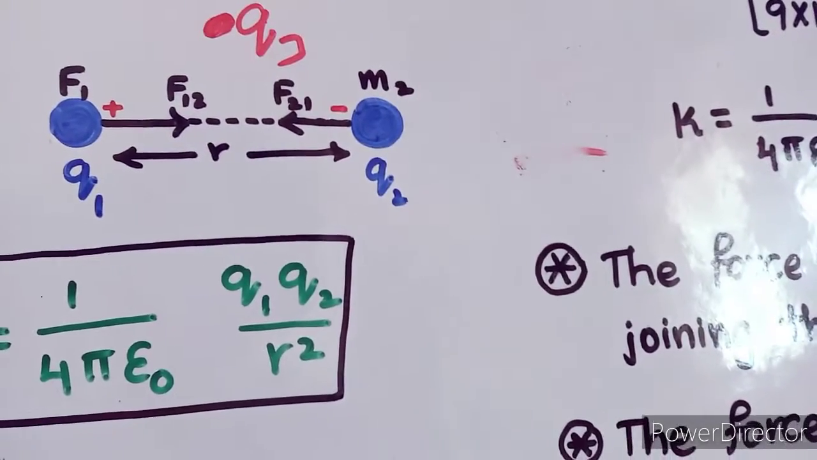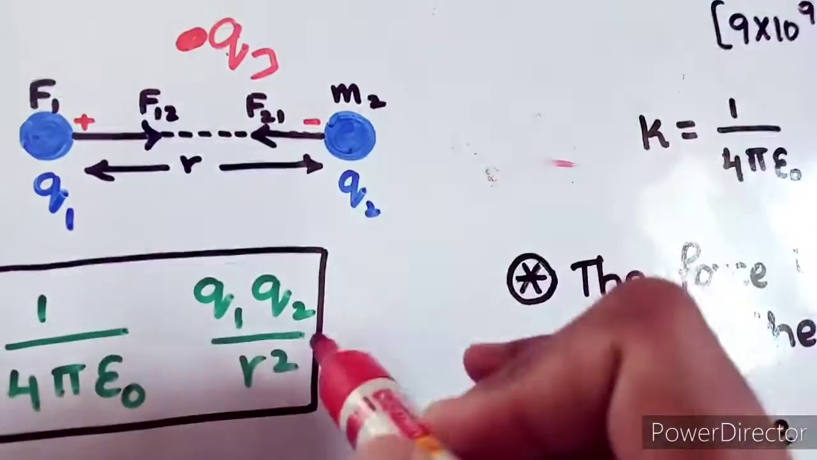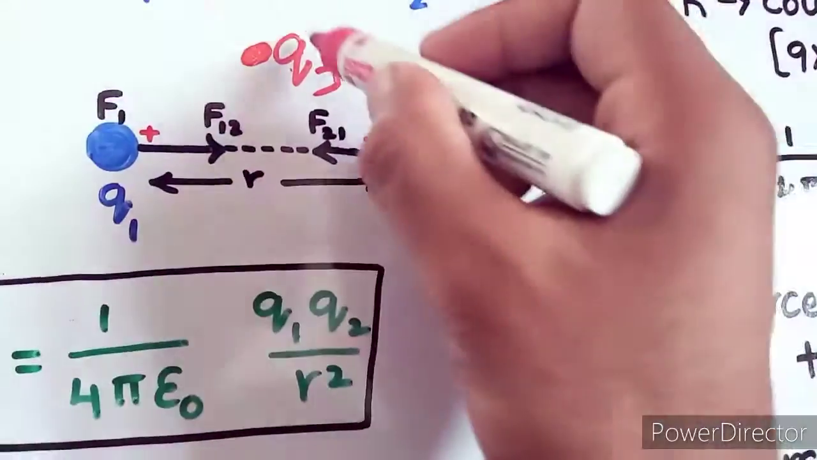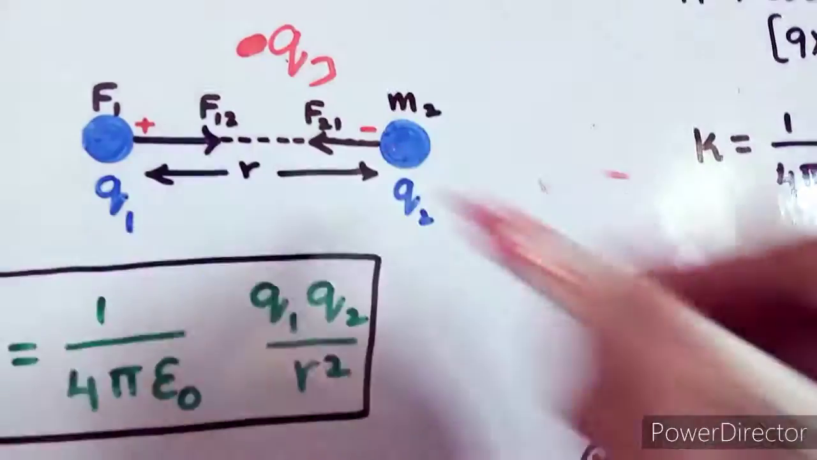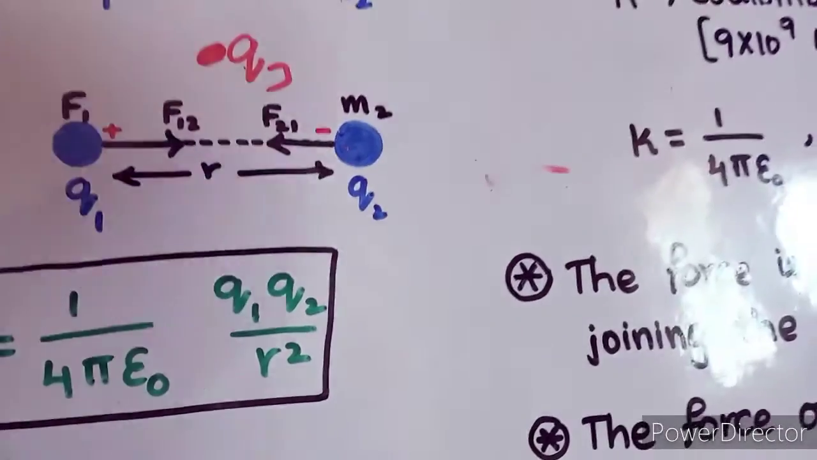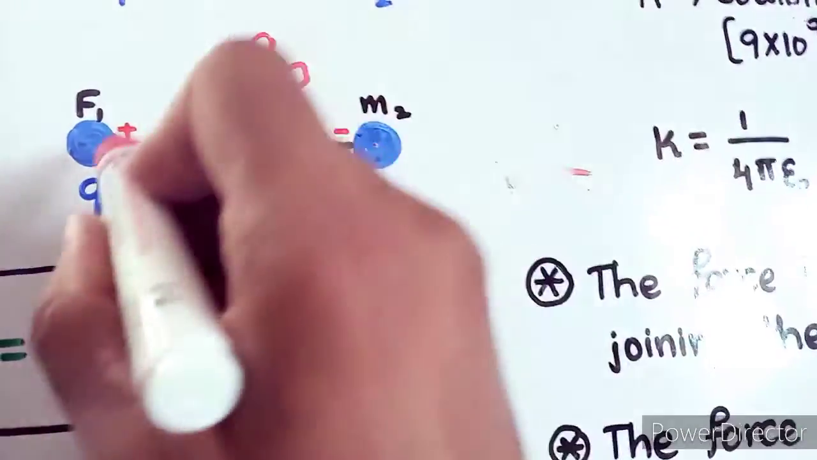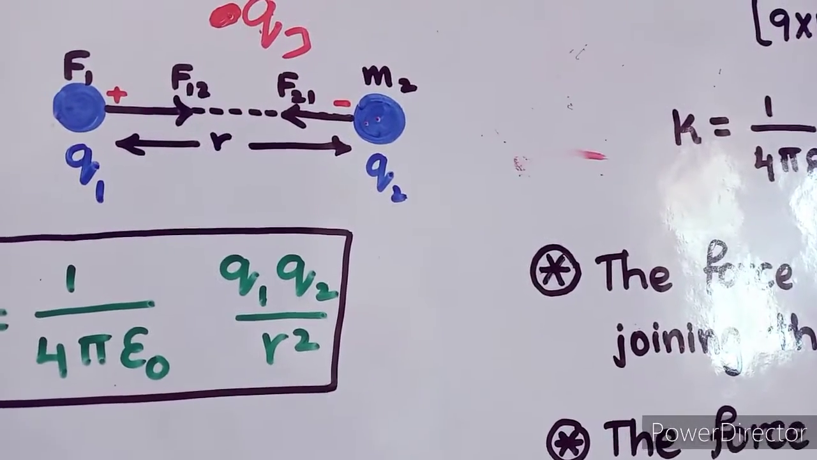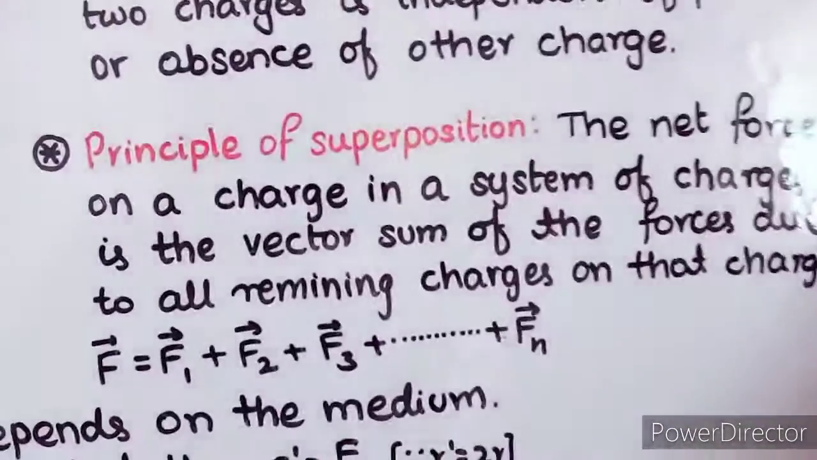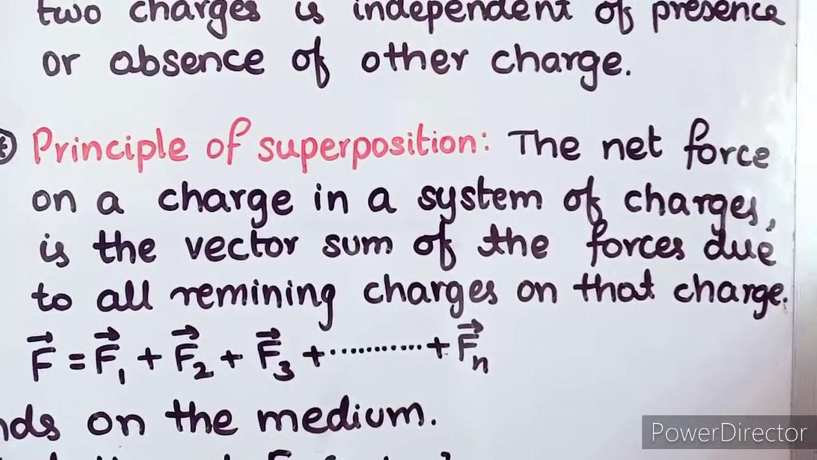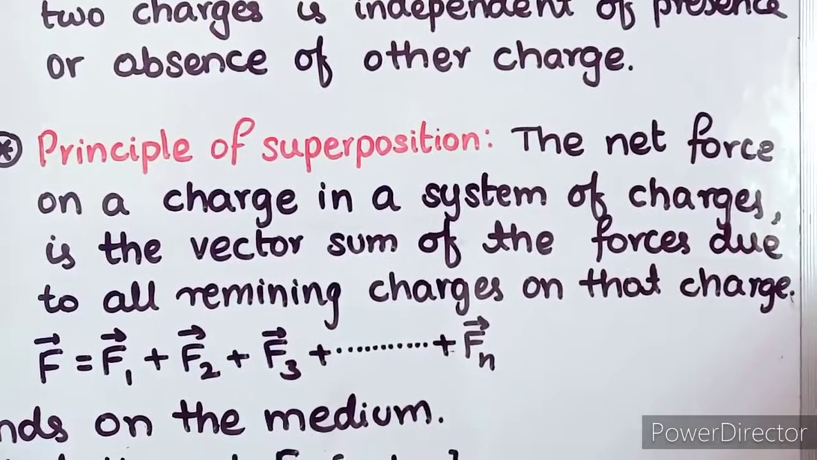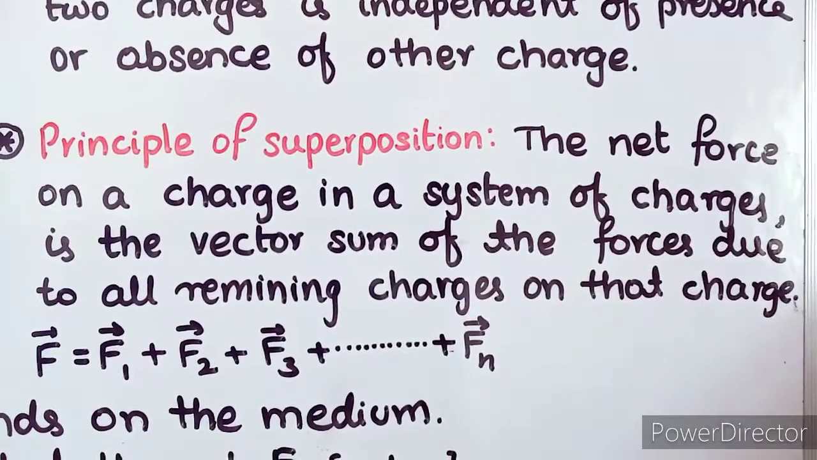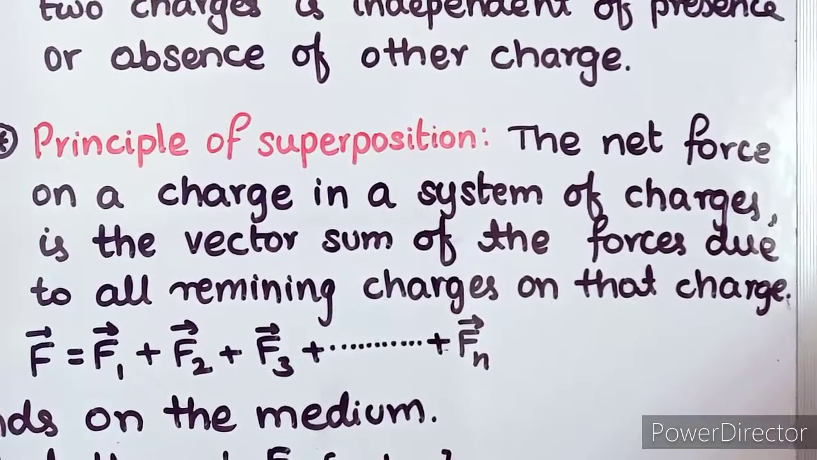If you want to find the effect of Q3 on Q2 or the effect of Q3 on Q1, we will do it separately. We will find the force due to Q1 and Q2 separately and the force due to Q3 and Q2 separately, and we will add them. That is called the principle of superposition. So here I have given that also. The principle of superposition of charges is defined as the net force on a charge in a system of charges is the vector sum of all the forces due to all remaining charges on that charge.